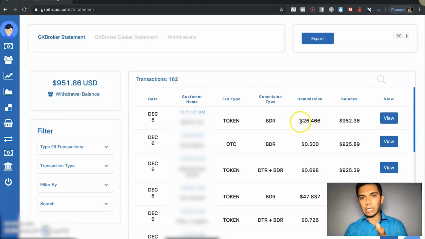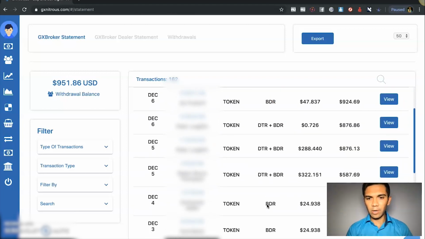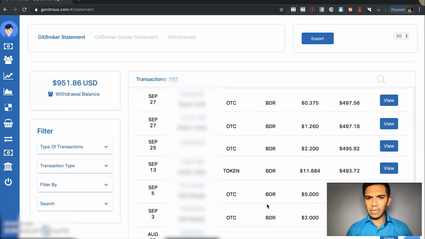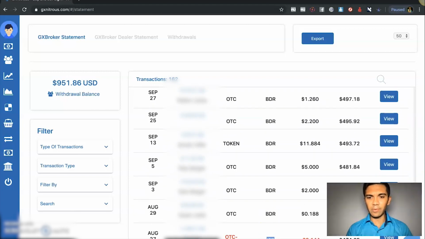But as you can see, it shows you the details of what that commission was and what my running balance is, like an actual bank statement. Over here you have DTR, which is direct transactional revenue, and then broker dealer revenue. And there will also be an indirect revenue somewhere here. You can have indirect revenues as you go.